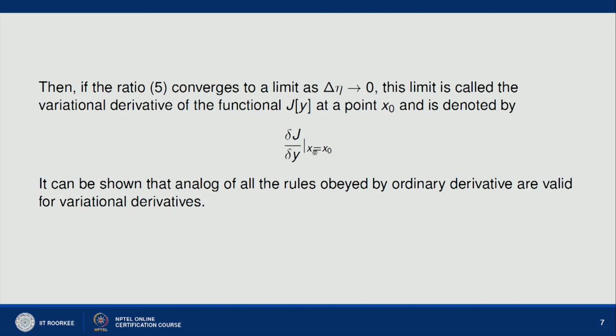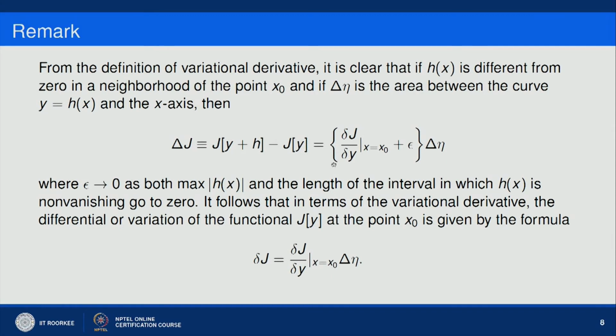And as we know that there are certain rules which ordinary derivatives satisfy, similar kinds of rules we can also prove for this variational derivative. Now, moving on, the next thing we can find out is the relation between the variation and the variational derivative.